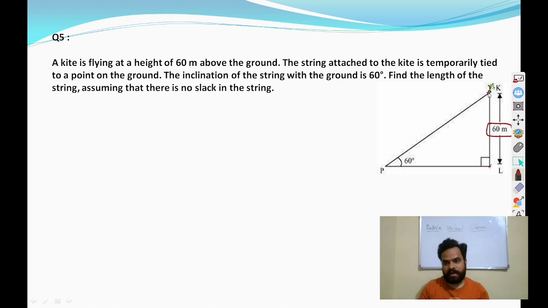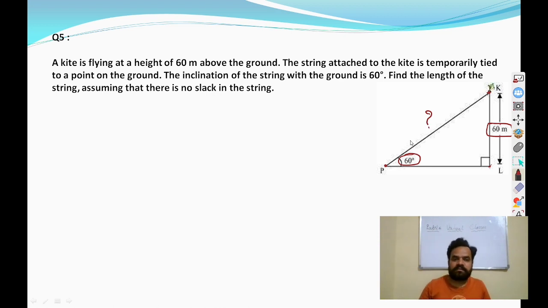And from the kite, whatever thread we were tying, that is temporarily fixed to a point P to the ground, and this is making an angle of inclination of 60 degree with the ground. They are asking you to find the length of the string, assuming there is no slack, means there is no slack in the thread, no disturbance is there in the thread, it is stretched fully, means it is a straight line, right? So please don't ask whether it may be slack or not, right? It is a straight line. They are asking you to avoid whatever things you are thinking, right? So they are asking you to find this value, that is the length of string, right?